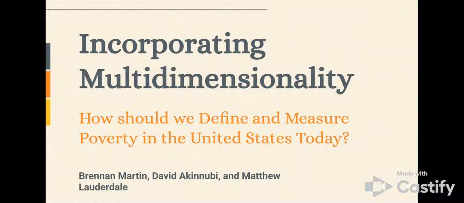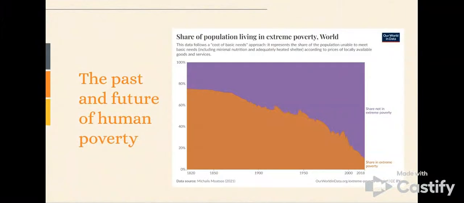Incorporating multidimensionality. How should we define and measure poverty in the United States today? As a society, it is important that we are able to measure the well-being of individuals, groups of people, and geographical regions over time. On the basis of respecting the dignity of all, it is of concern that people are living minimally decent lives by having their basic material needs and human liberties met.